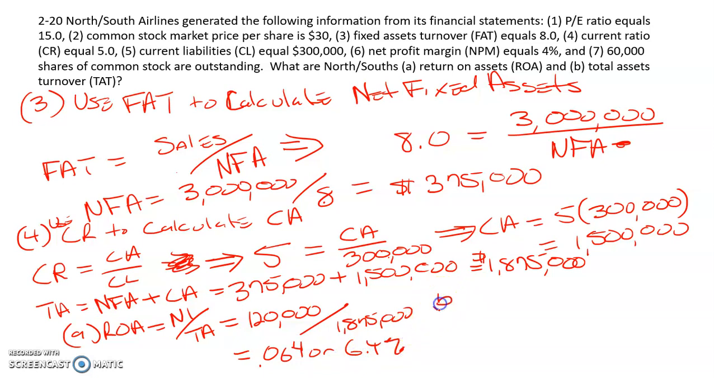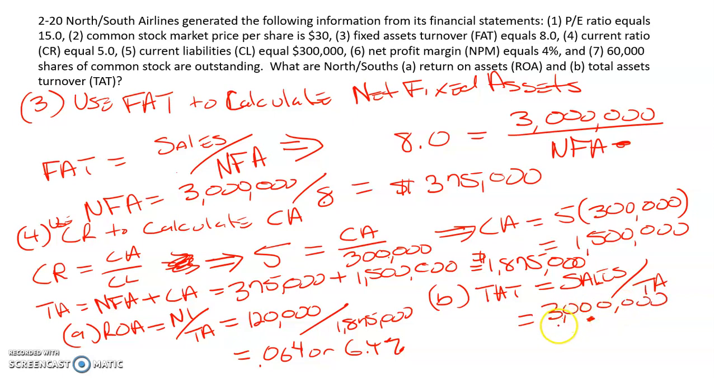B is total asset turnover, and that is sales divided by total assets. So that is 3 million divided by our $1,875,000, which gives us total asset turnover of 1.6.